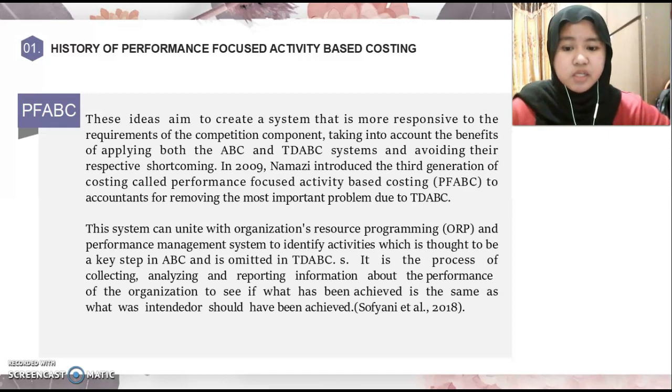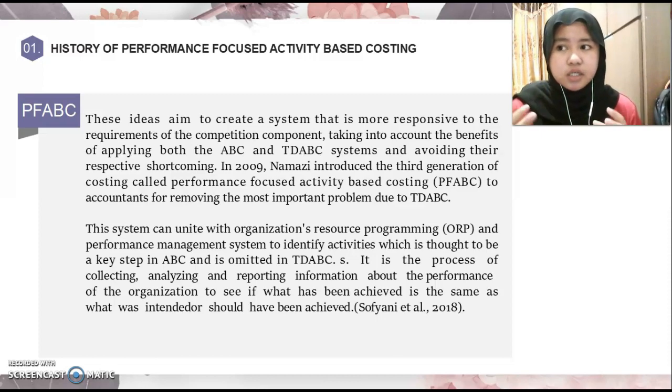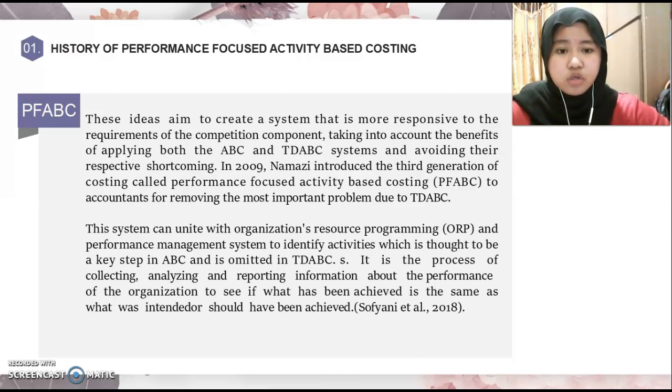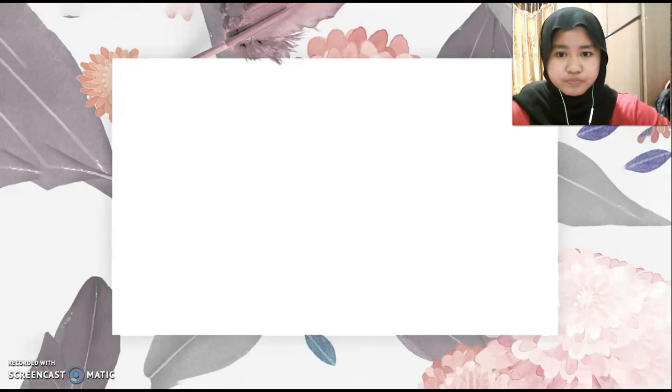For your information, managers should always administer two separate accounting systems: one to determine the product's expenses, and another to control and assess performance. In order to maintain these two systems, management has to account for high expenses and problems. That's why in 2009, Dr. Namazi introduced the third generation of costing, called performance-focused activity-based costing, PFABC, to remove the most important problem of time-driven activity costs.